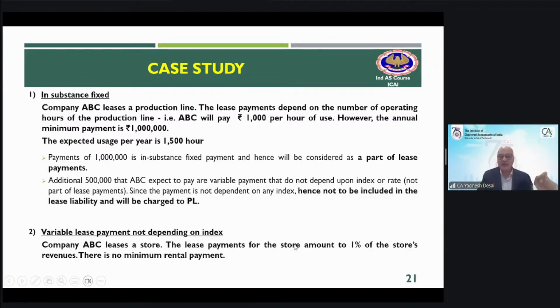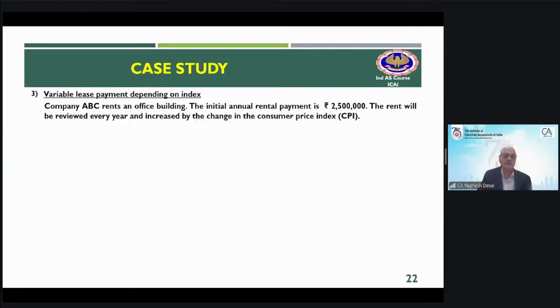Lease payments on the store amount to 1% of the revenue. There is no minimum rental payment. Since the variation is not linked to an asset, an index or a rate, they are not considered as lease payments. In that case, they are not capitalized and not discounted. What do we do in that case? We simply charge them to the expense in the income statement. So this will not impact the present value of the lease payment, and concurrently has no impact on the initial measurement of the ROU asset.